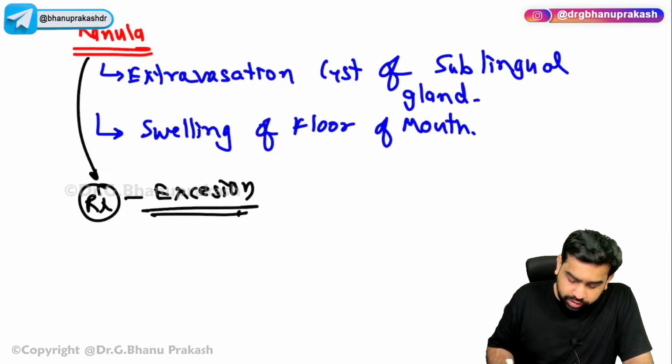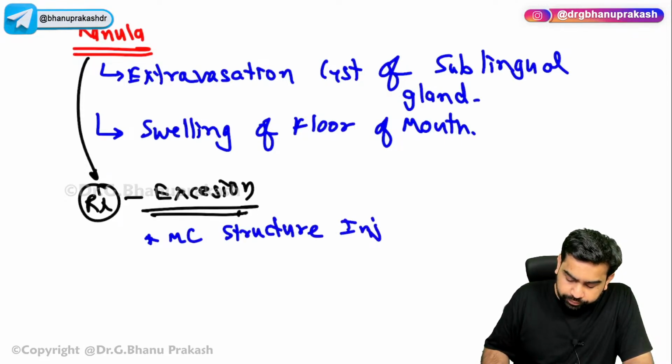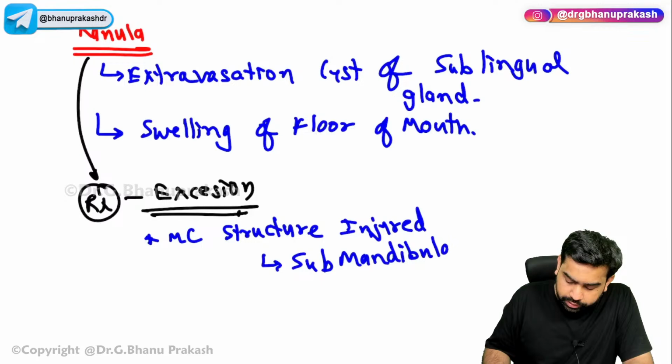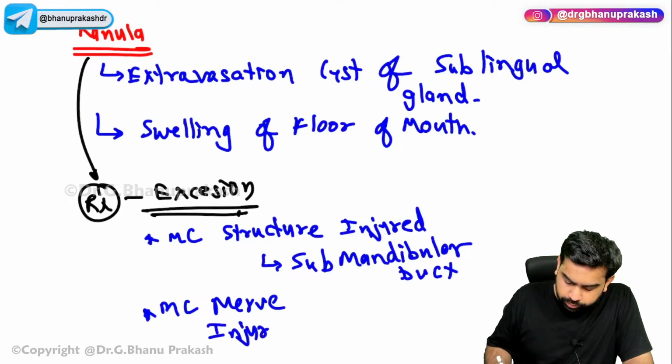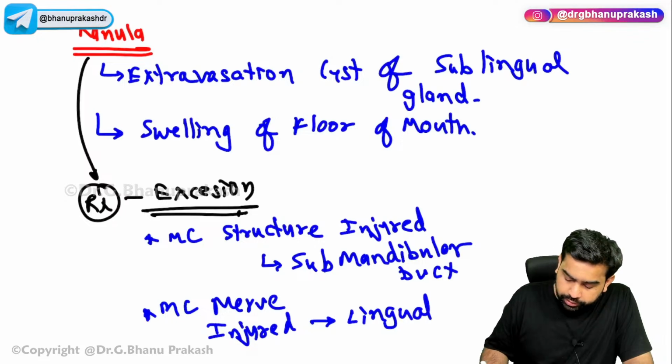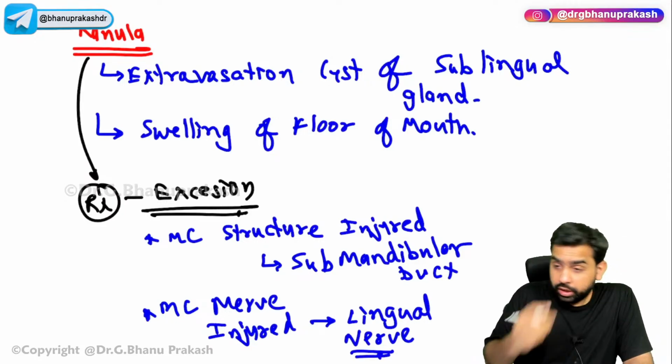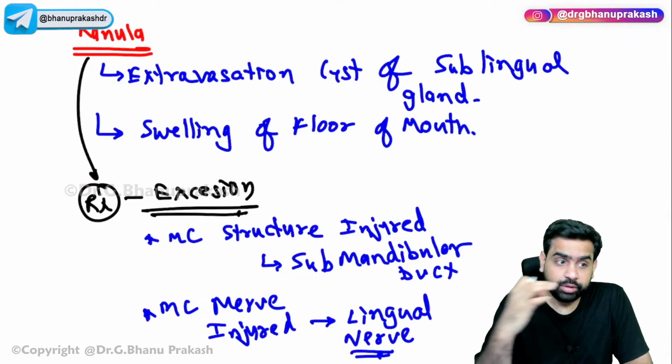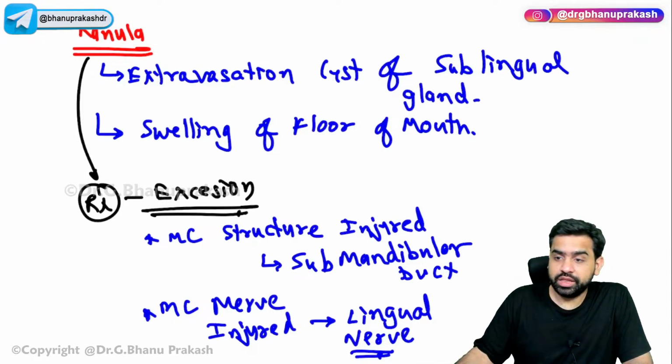You have to perform an excision, and whenever you perform an excision, the most common structure injured is the submandibular duct, and the most common nerve injured is your lingual nerve. Please try to understand over here: the most common structure injured is your submandibular duct, and the most common nerve injured is basically your lingual nerve.